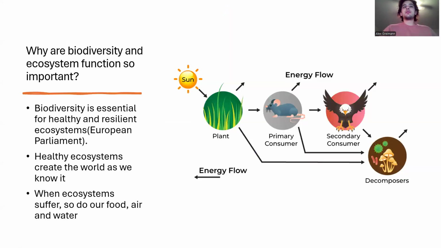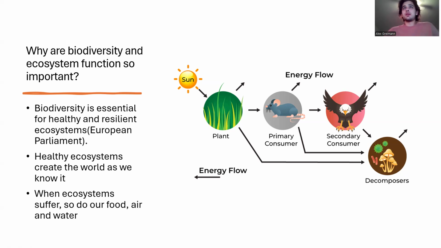So why are biodiversity and ecosystem function important? Well, biodiversity is essential for healthy and resilient ecosystems. And healthy ecosystems create the world as we know it. Ecosystems are a complicated, symbiotic thing where many different species and organisms work to create the ecosystem as we know it. The primary producers turn sunlight into usable forms of energy.